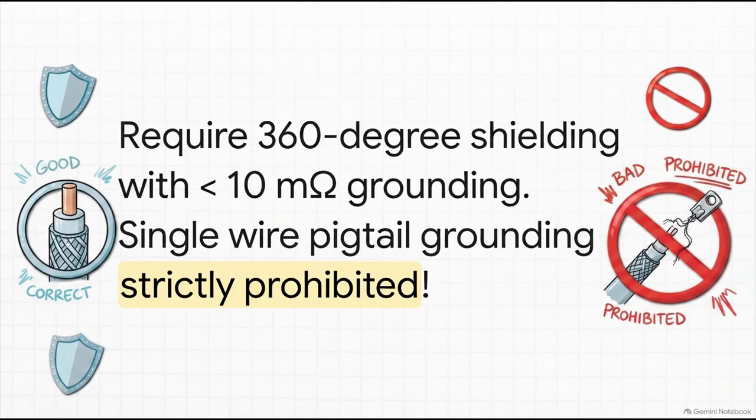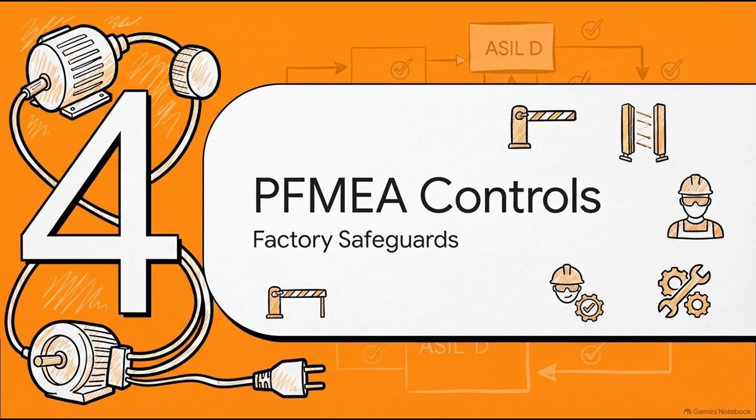And check out this warning. Pigtail grounding is strictly prohibited. Seriously, a single-wire pigtail acts like a giant antenna for high-frequency noise. You must use 360-degree metal backshells pressed directly to the casing ground to block that violent common mode noise. Okay, let's take this to the factory floor.